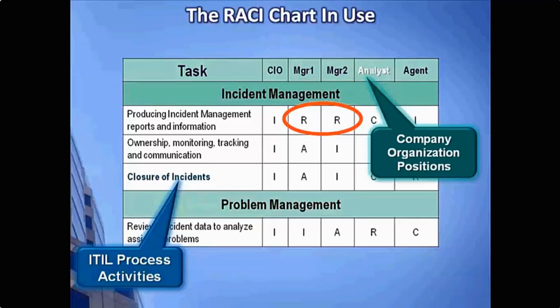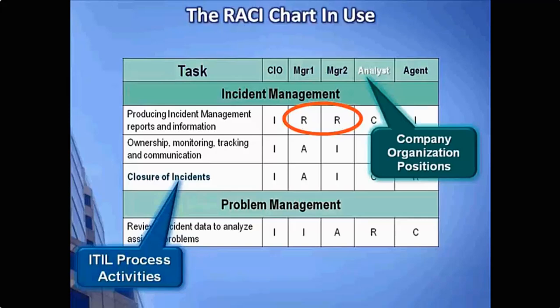For your assessment, this is probably as deep as you need to go, so I would not recommend going deeper than the activity level for each ITIL process that you include with this. In the columns, as you'll notice, I have in this example a CIO, manager 1, manager 2, an analyst, and maybe an agent. Again, these are how you are organized, what the key roles are, or maybe you can even put the job titles in there. And then within each cell, I've put an R, A, C, or I, depending on how that job or role relates to the activity level for each process.